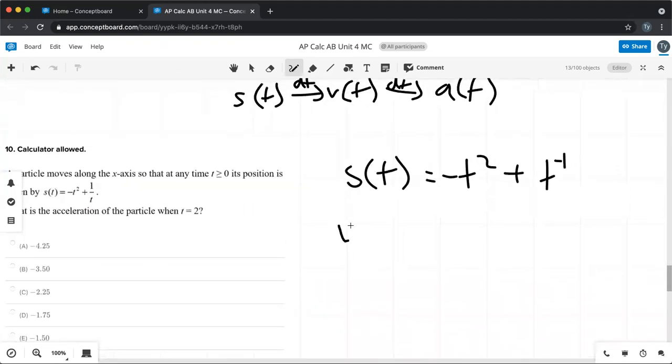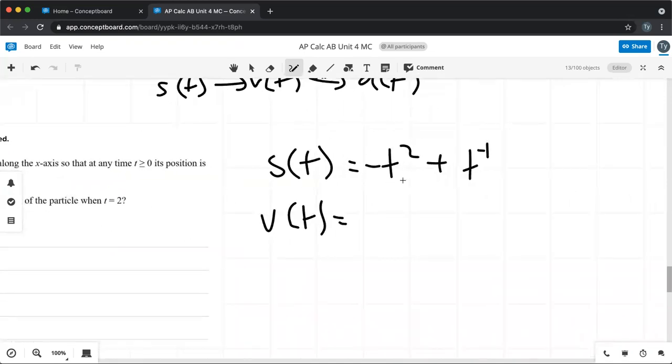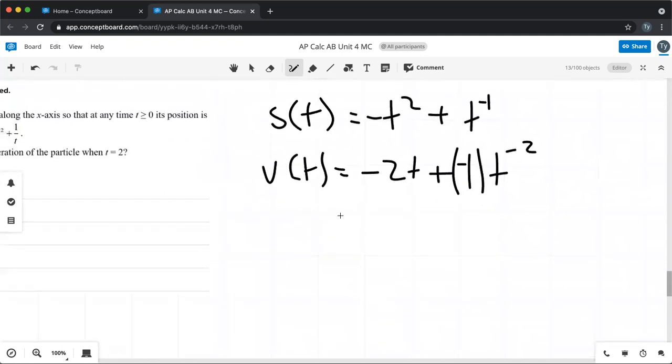Let's do it. So velocity is the same as the derivative of this. So let's find the derivative of s of t. Well, this is just power rule. So we have negative 2t plus, the power comes down, right? So we have negative 1 times t to the negative 2, right? We have to decrease our power by 1. All right, if we clean this up a little bit, we get negative 2t minus t to the negative 2.